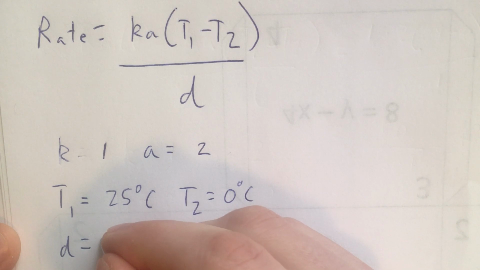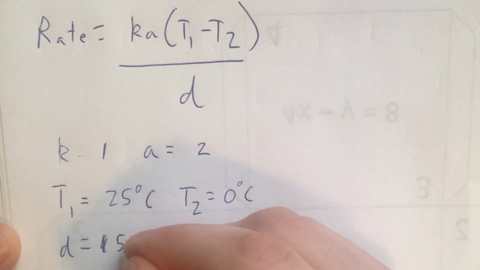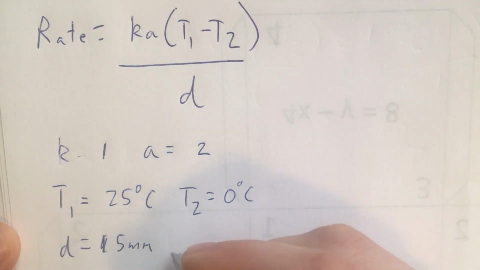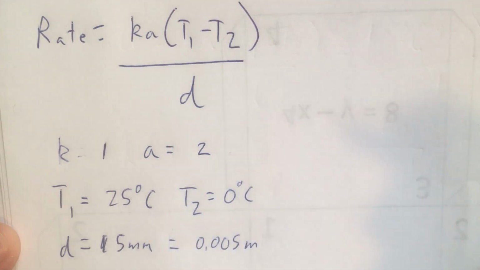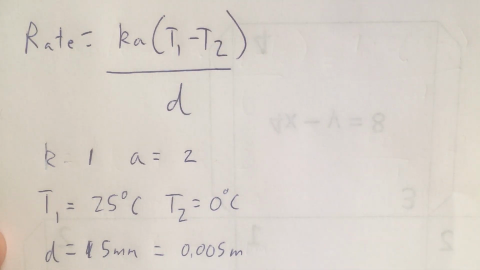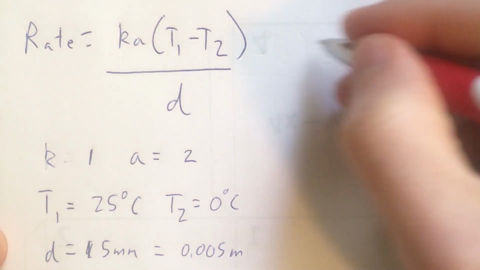And then the last thing we need is the thickness of the barrier, the thickness of the glass. We were told that it was 5 millimeters, but what we really want is 0.005 meters. Unless I tell you otherwise, always plug in SI values into physics equations. Okay, so we have all of our givens. Now we're just plugging our givens into our equation.